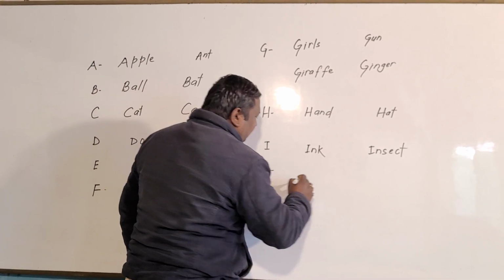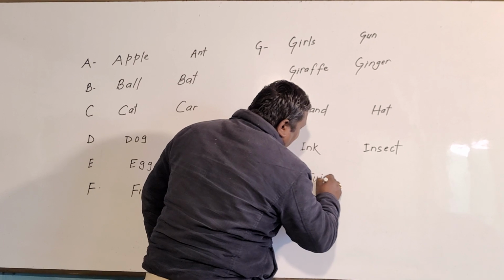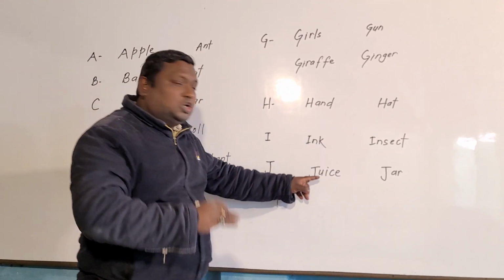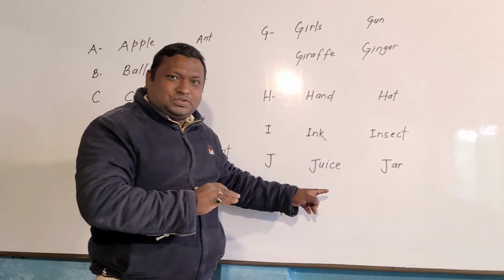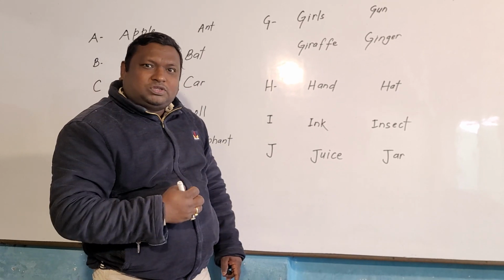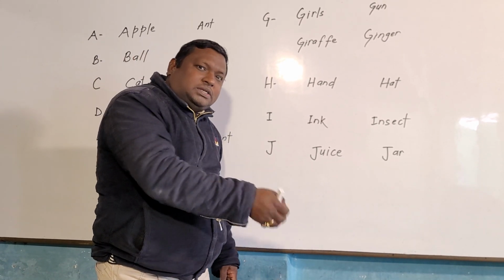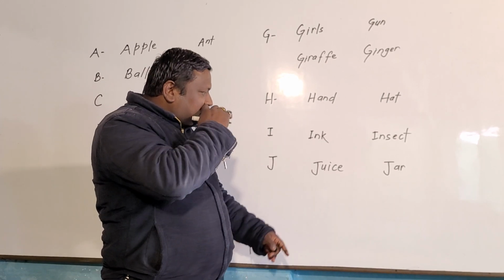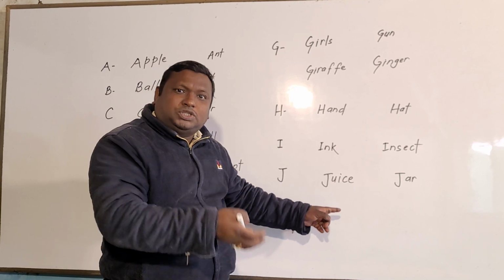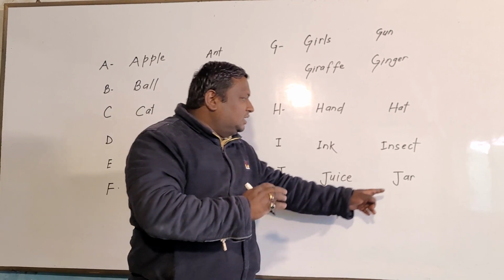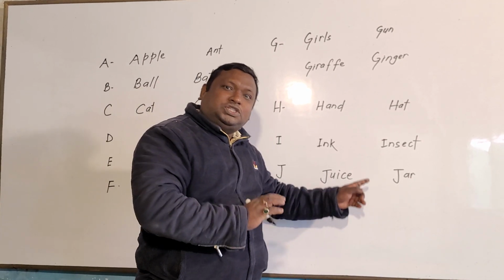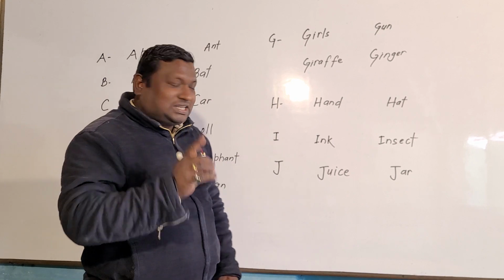Now, J. Juice, J-U-I-C-E, juice. And J-A-R, jar. Juice, jar. You take juice in the morning. And when we extract juice from fruits, where do we store it? We store it in a jar. This is called juice, jar. J sound is there.